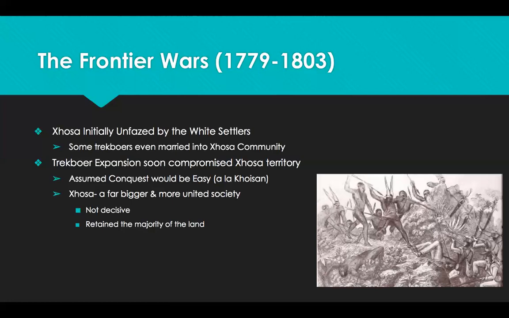And the wars, you know, they were not decisive, right? In earlier conflict with Khoisan herders, the Boers had been able to take advantage of a general lack of unity and the relatively small size of most Khoisan clans. So they'd had that momentum from conquering the Khoisan, which we described earlier. The Xhosa, by contrast, had a much larger population with a more close-knit social organization.